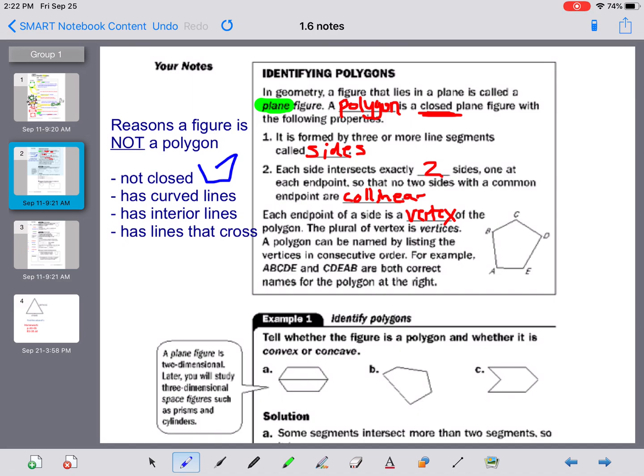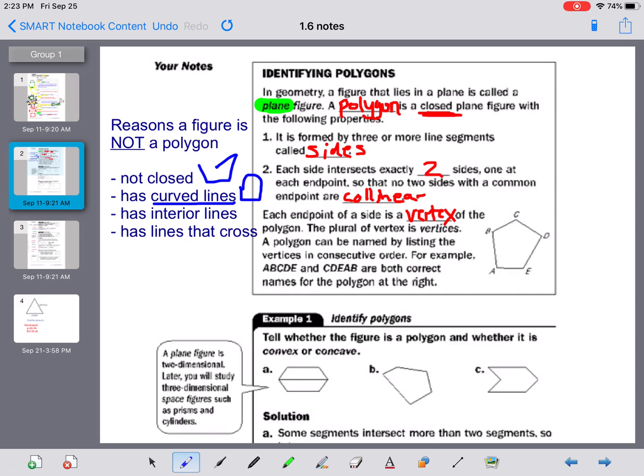What if you have something that has a curved side? Something like this. There are no curves allowed on a polygon. A circle is not a polygon. You can't have that curved edge, okay? And this is kind of a curved line. I should probably say curved edge, because there's no such thing as a line that's curved.